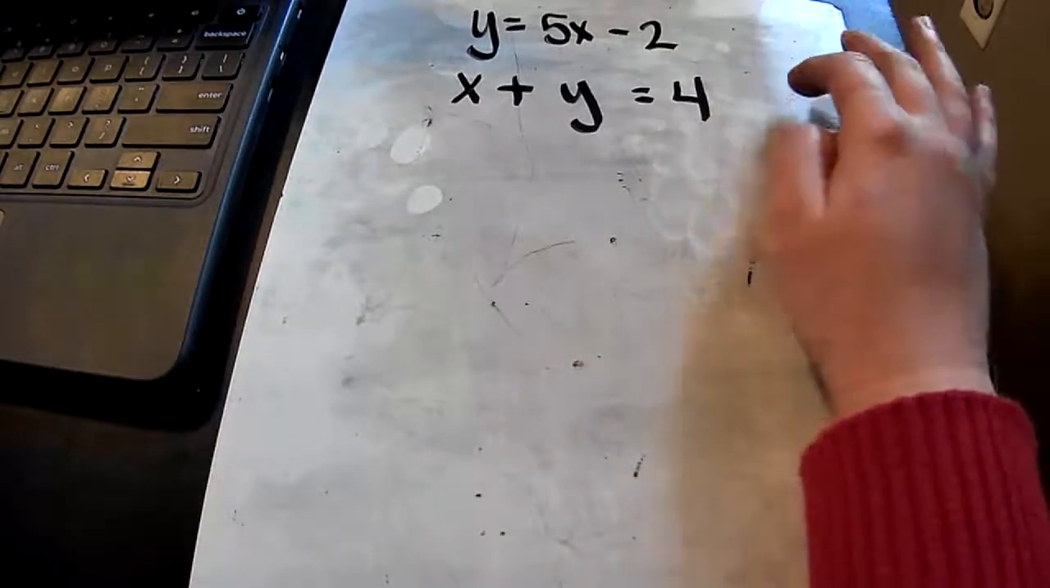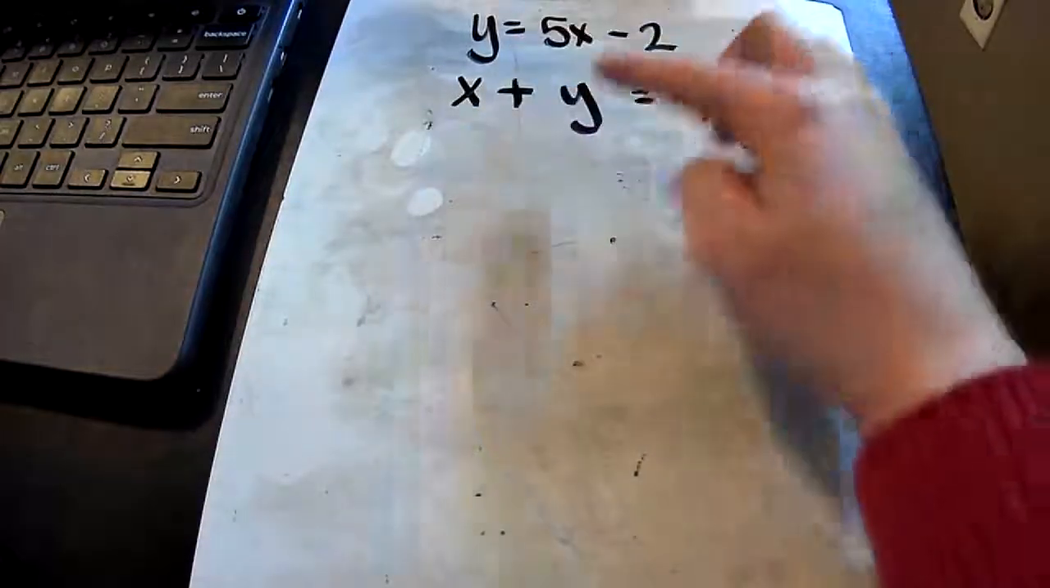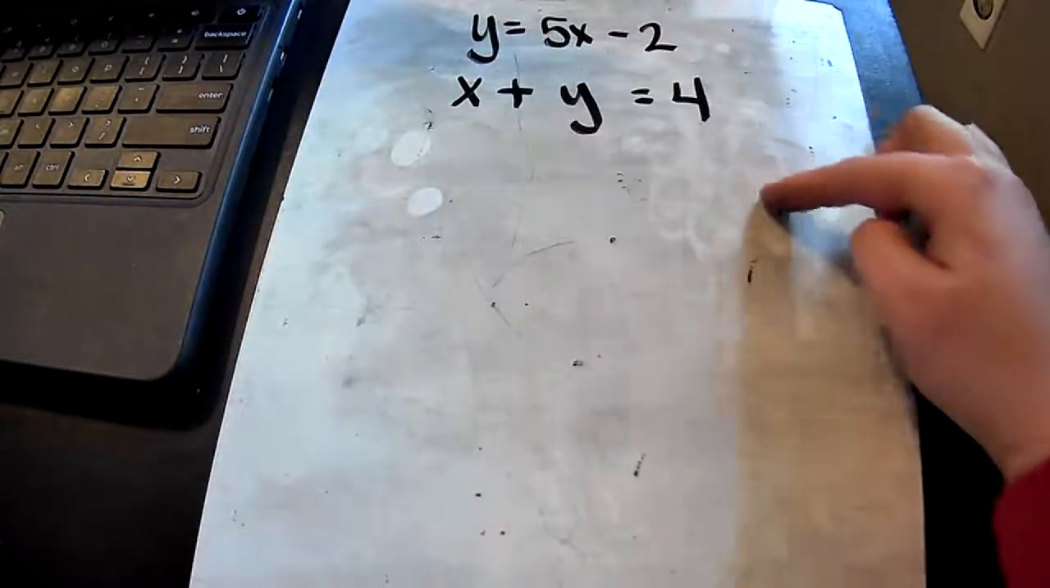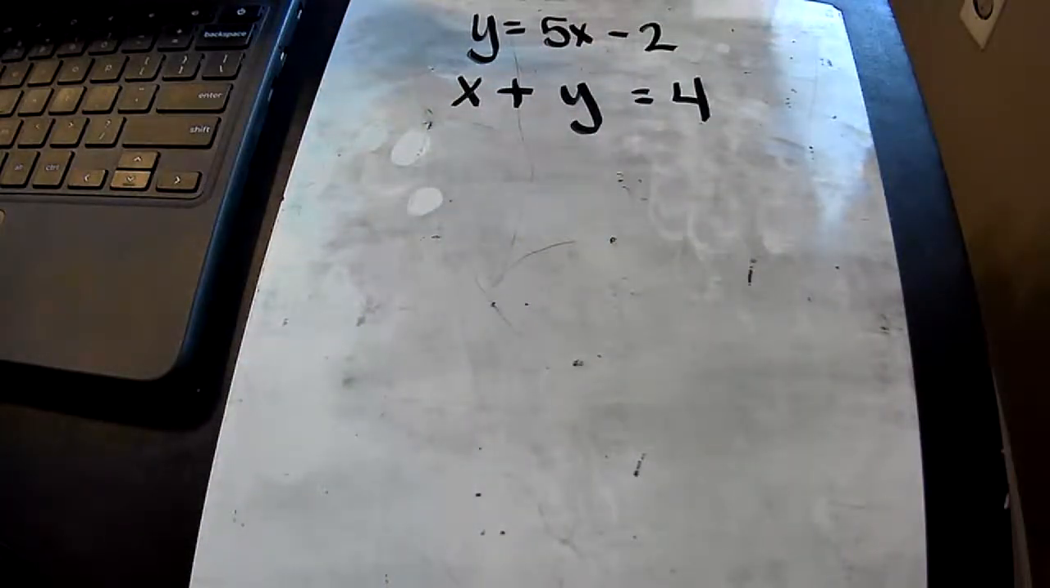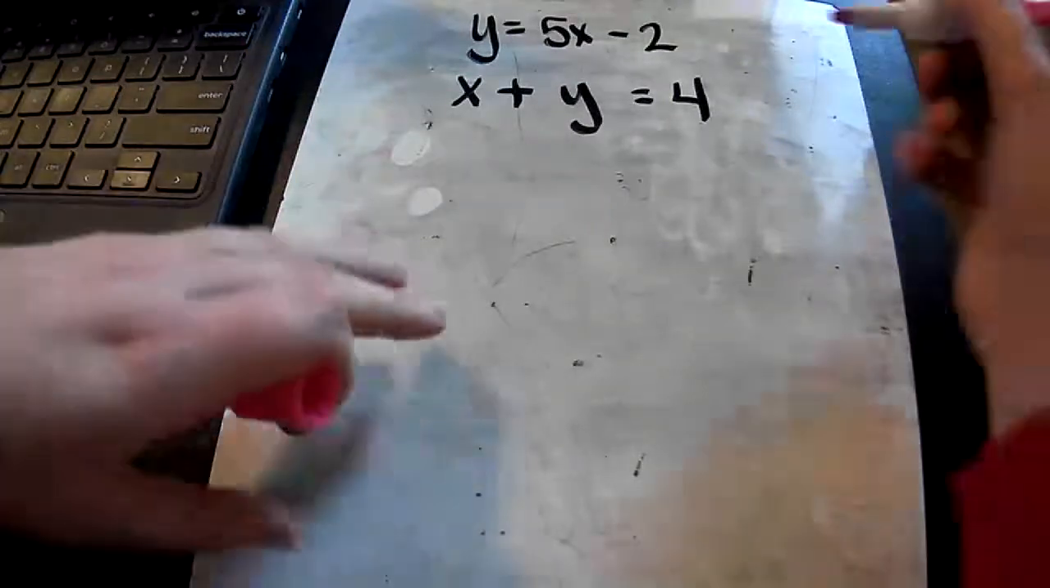the first two. The first two both started with y equals, and you can see that the second equation here does not start with y equals. We've got x and y on the same side. So for problems like these, we're going to take one expression and we're going to substitute it into the other.